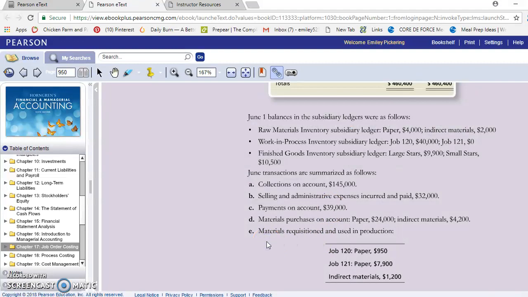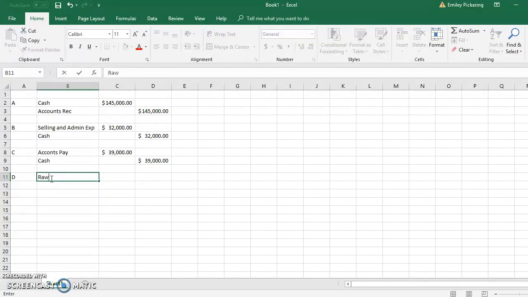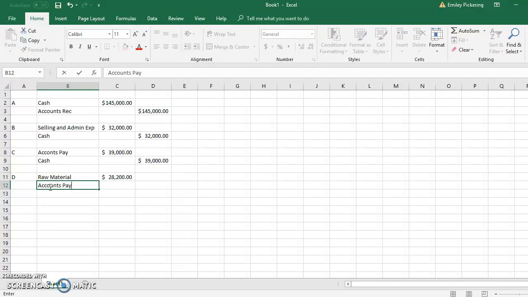And then for D, we purchased some materials, paper, and indirect material. So for D, this is C, and this is D. For this one, we have inventory. We increased our inventory and it's on account, so we have not paid it yet. So that is considered raw materials, and it's going to be the 24,000 and the 4,200. And we're going to go ahead and increase our accounts payable. Okay.